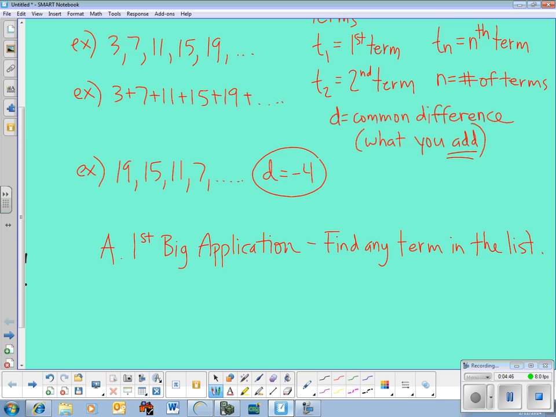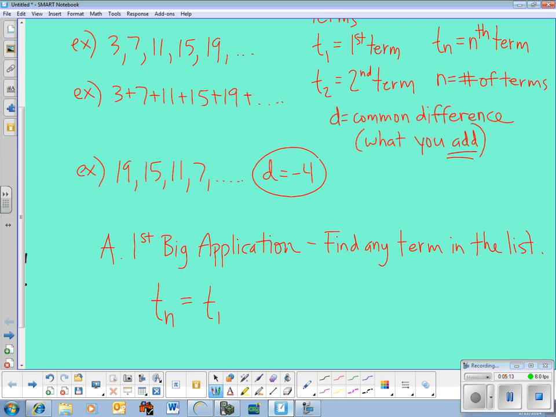All right. I know that the pattern starts out 3, 7, 11, 15, 19, and you could keep that pattern going for as long as you wanted to write it down. But what if I want the 3,728th term in that list? I would like to do that without having to write down all 3,728 terms. So we have our first formula. Here it is. T sub n, which is any term in the list that you wish to find, is equal to T sub 1.